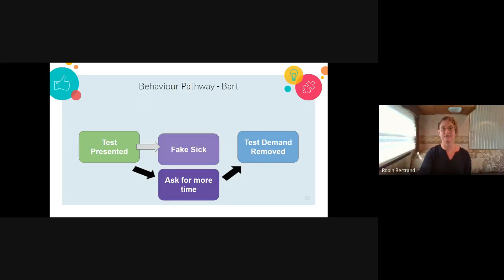Extinction is when a behavior that used to lead to reinforcement no longer leads to reinforcement. If we combine the strategies we've talked about so far in our example, when Bart asks for more time, the test will always be removed. But when Bart fakes sick, the test would not be removed. So we would hope that because of that dynamic, Bart would fake sick way less often and learn to ask for more time when he wants it or needs it.